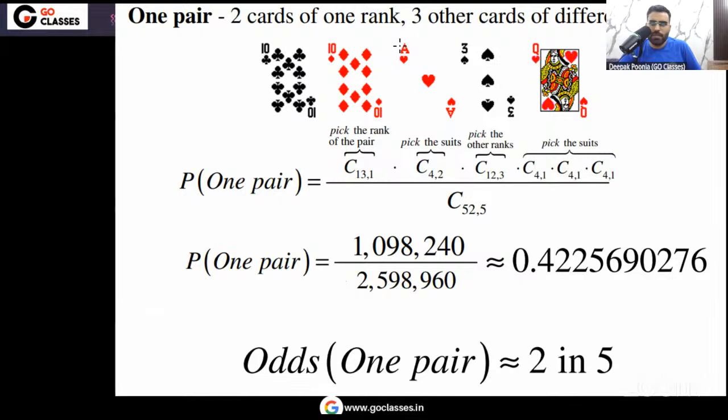Okay, do you agree with me? Let's assume that you are playing the poker game. If I give you 5 cards out of 52, then what are the odds, what are the chances that you will get a one pair poker hand? Those odds, those chances are very good, approximately 2 out of 5. So those are very good chances, right?